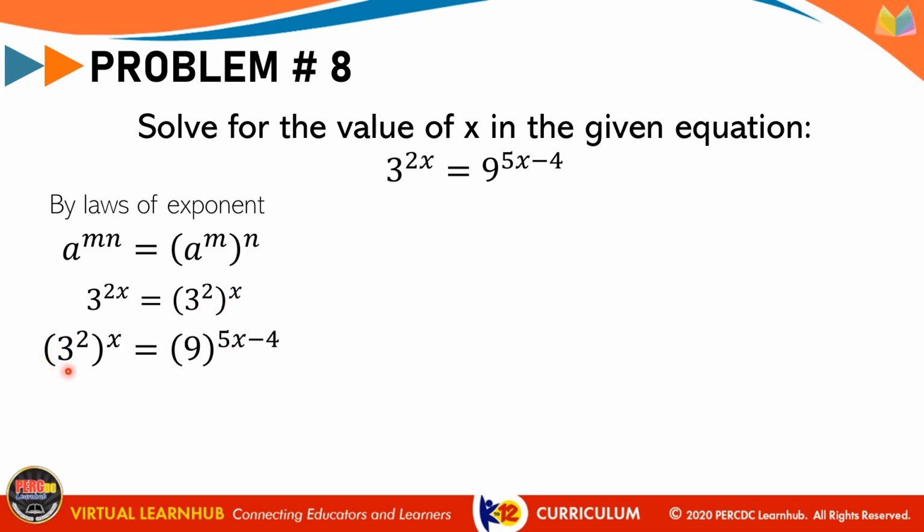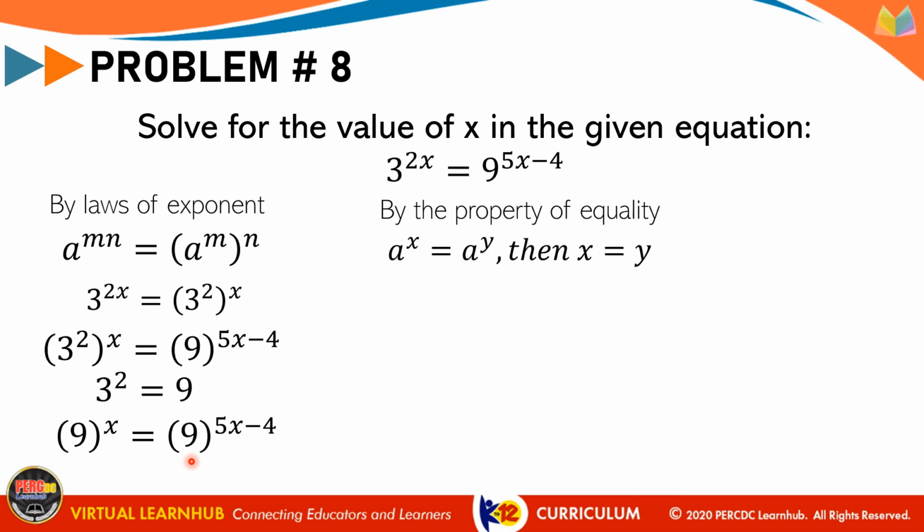From there, we can say that 3 squared raised to x is also equal to 9 raised to 5x minus 4. But we know that 3 squared is equal to 9. Therefore, we can say 9 raised to x is equal to 9 raised to 5x minus 4. Now that they have the same bases, we can perform the property of equality, which states that if a raised to x is equal to a raised to y, then x is equal to y. So since we have the same bases here, we can now equate the two exponents. So we have x equals 5x minus 4.